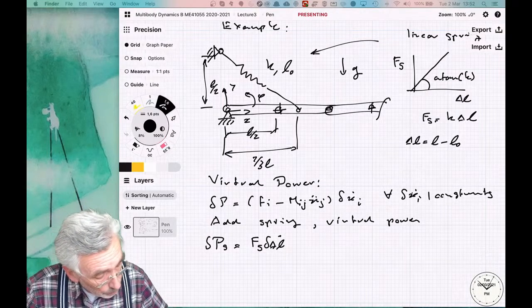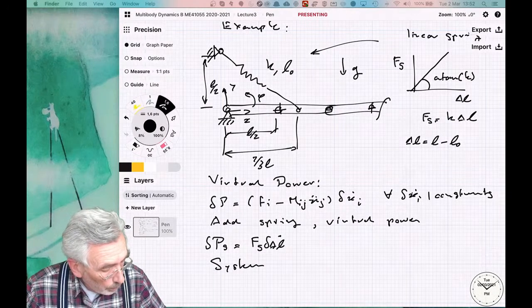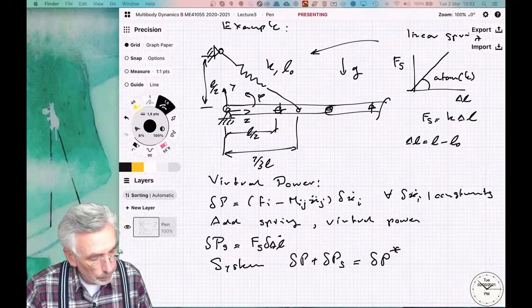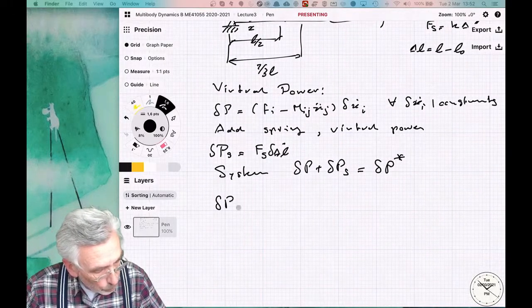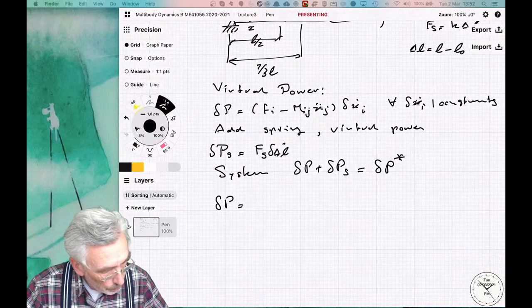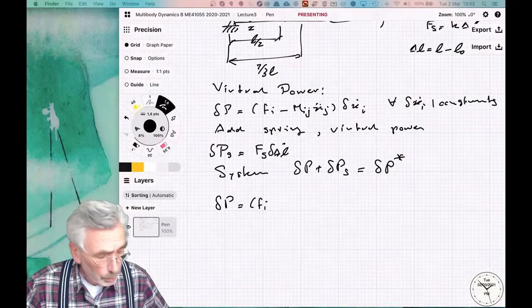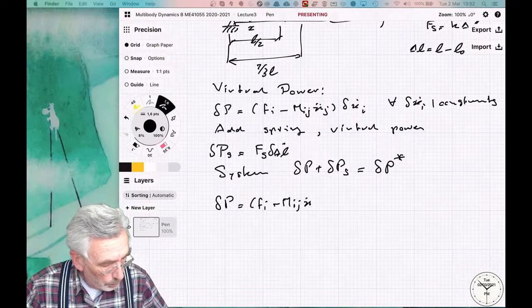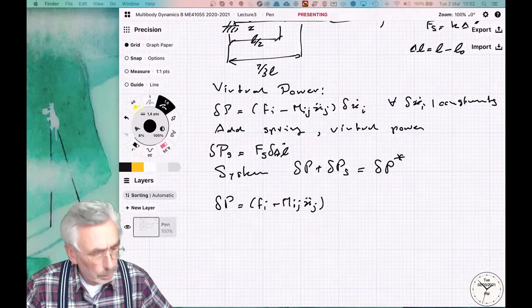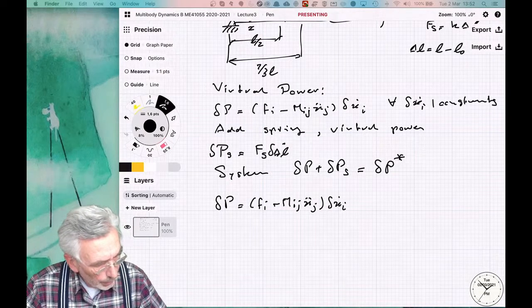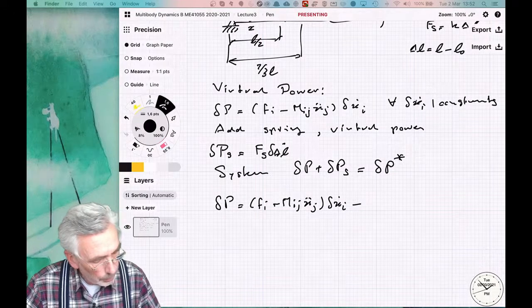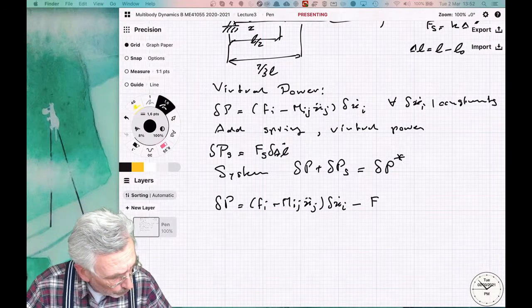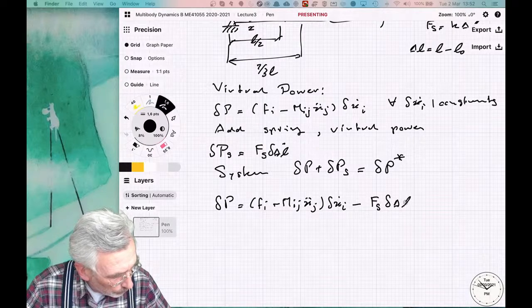And then the whole system is this delta P plus this delta P S. So we're going to call that delta P star or something like that. We have to add that to our virtual power expression. So we now get the virtual power for the whole system is what we initially had, the applied forces minus the inertia forces times the virtual velocities. And now I'm going to add the virtual power of the spring in a very strange way. I'm going to add it with a minus sign.